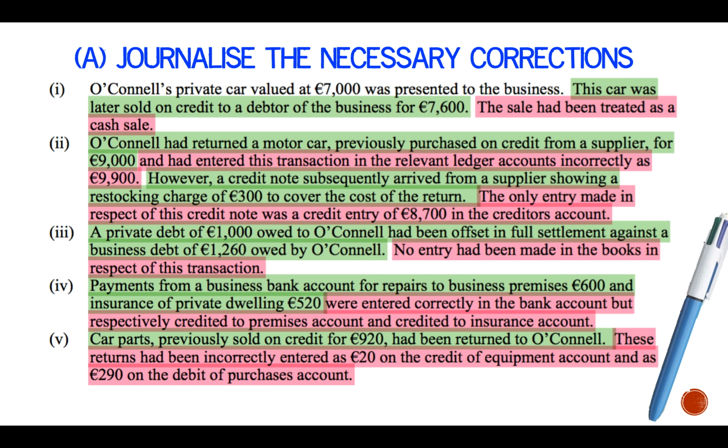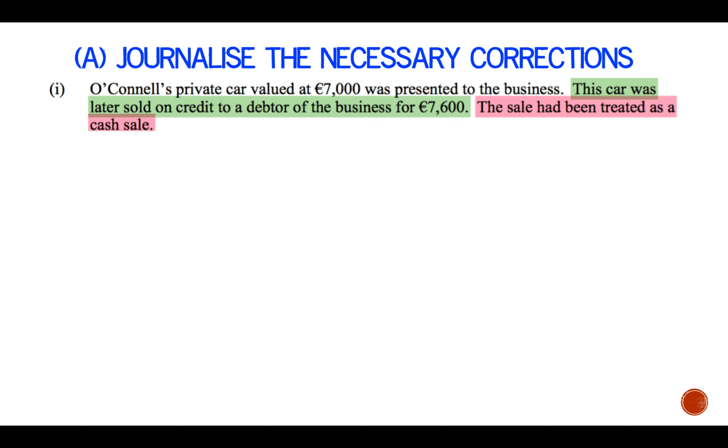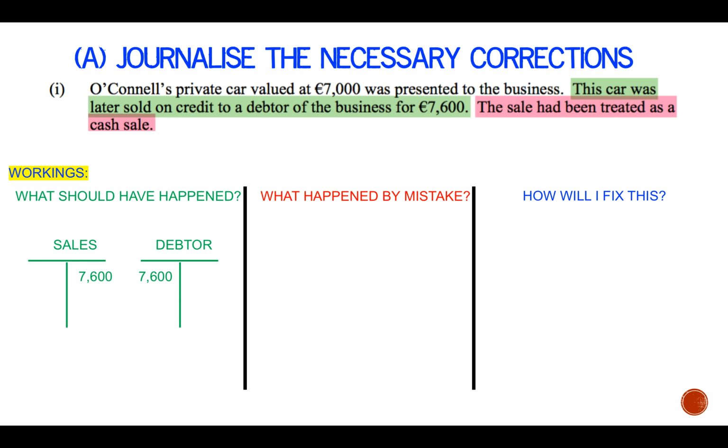Okay, so we'll just get started one by one and look at them all individually as we're going along. So O'Connell's private car valued at €7,000 was presented to the business. Okay, that's grand and we know there was no mistakes made there. But the car was later sold on credit to a debtor of the business for €7,600. So how should that have looked? Well, sales is a revenue account. We credit revenue accounts, so €7,600 there in the sales. And sold on credit to a debtor. Debtor is an asset account, so we debit the asset account debtor, €7,600. So that's how that should have looked.